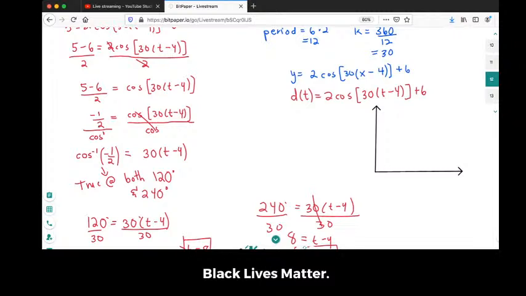I'm going to make sure that my points make sense. So if I know that my max is 8, I'm going to put 8 and then 6, 4, 2. So there's 8, 6, 4. I know that this is my axis of symmetry. I know that this is a cos function. So obviously that matters as well.